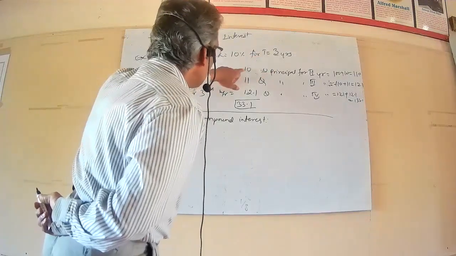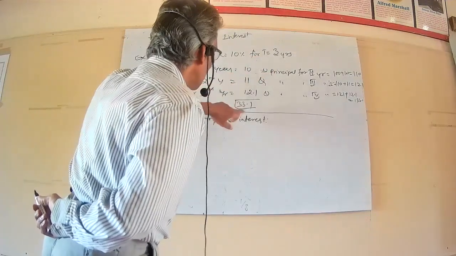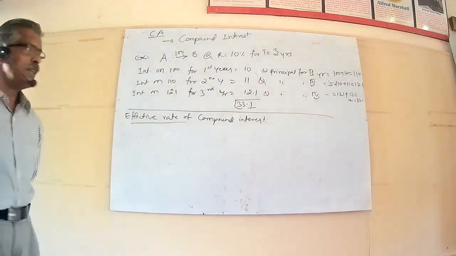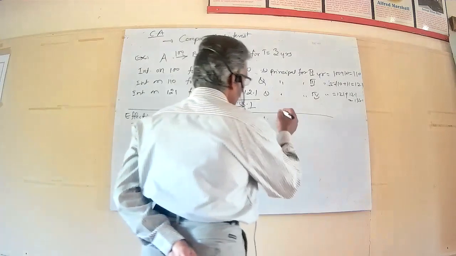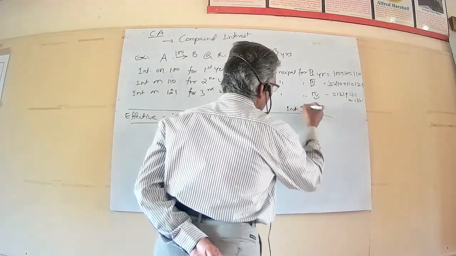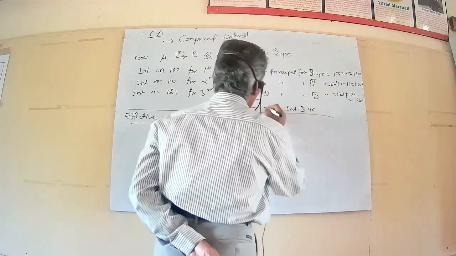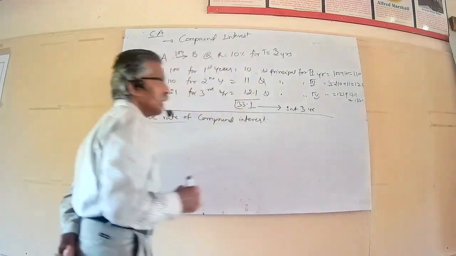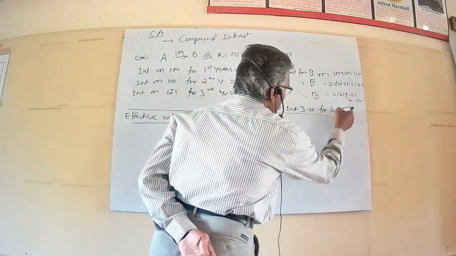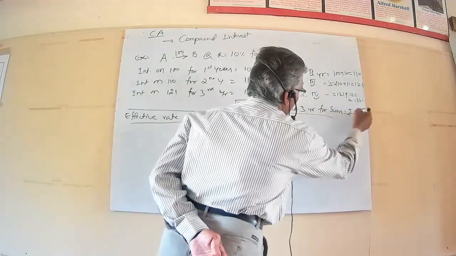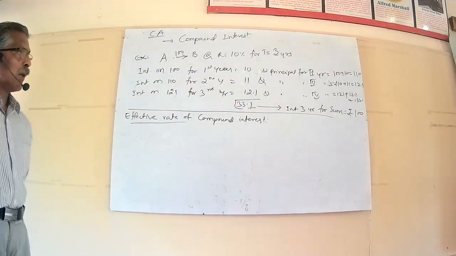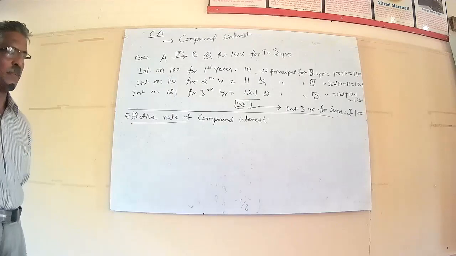So now what is the total interest for 3 years? See, 10, 11, 12.1, total 33.1. So rupees 33.1 is the interest for 3 years for the sum rupees 100. This is the compound interest.